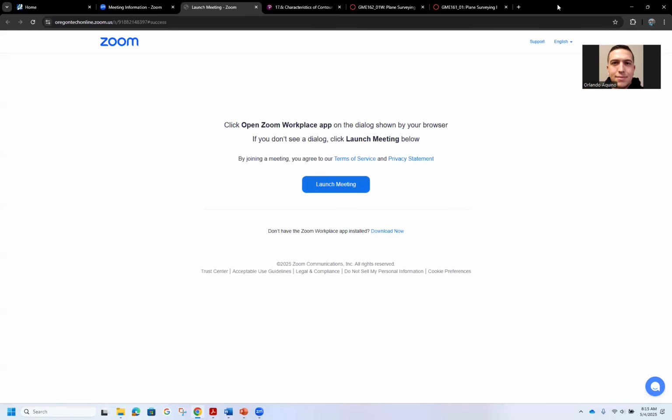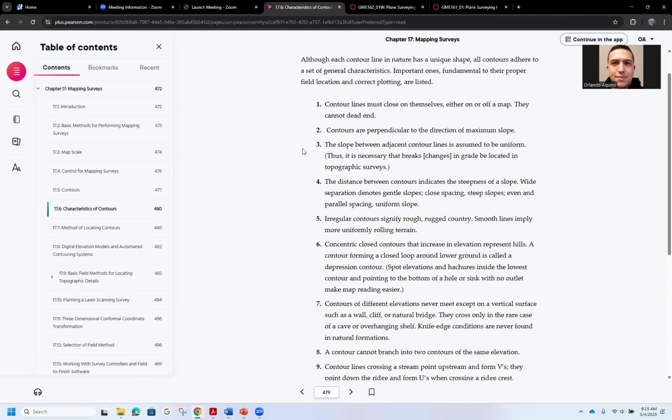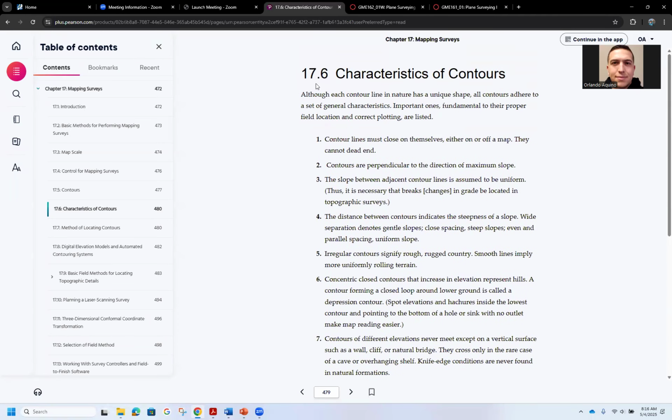The one more thing to cover here is where is it? There it is. The characteristics of contours, just to make sure that we're on the same page here. And this is chapter 17, section 0.6. So although each contour in nature has a unique shape, all contours adhere to a set of general characteristics. Important ones, fundamentals to their proper field location and correct platting are listed.